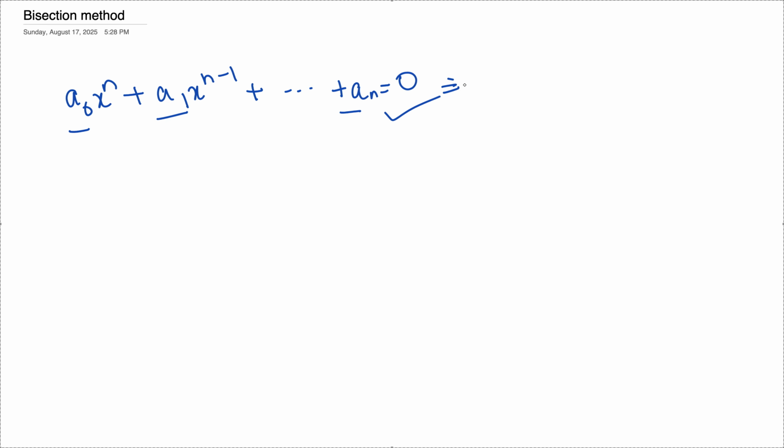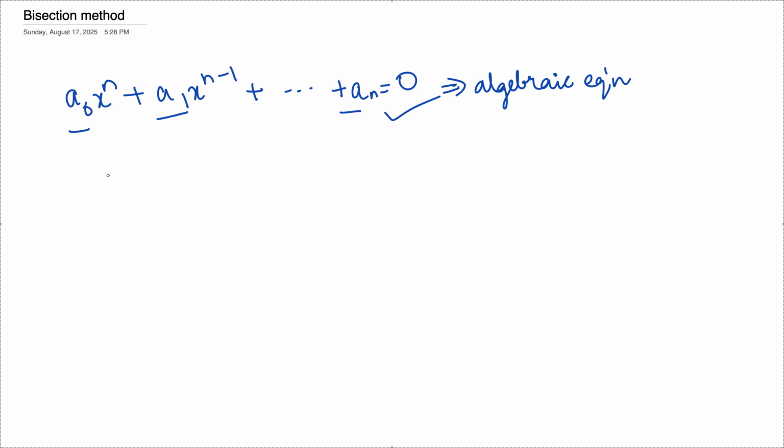Let's come back to the topic. So we know that any equation which is in the form of a0 x power n plus a1 x power n minus 1 plus so on an is equal to 0. So here we see a0, a1, an are all real numbers. So what is this equation called? This equation is an algebraic equation.